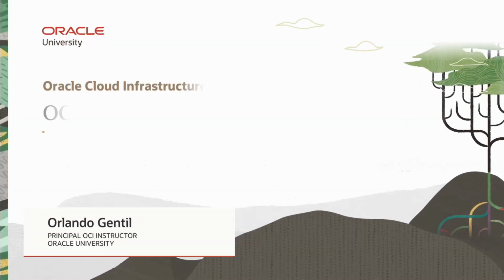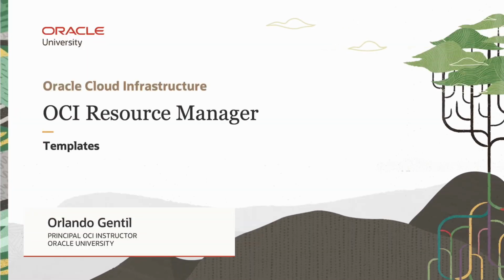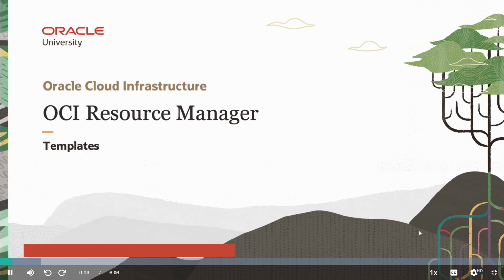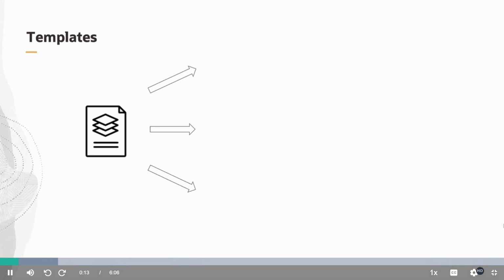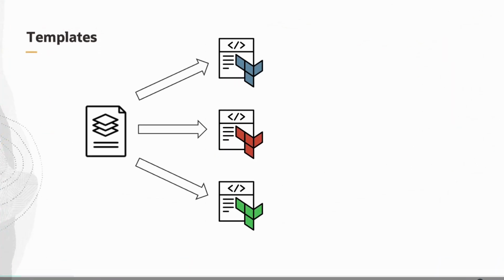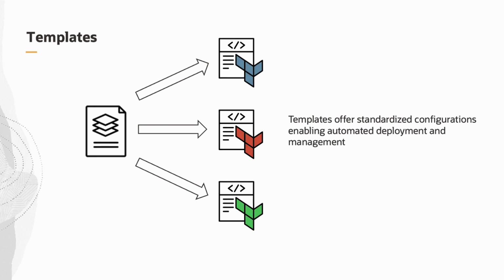Hello and welcome. In this module, we will explore Resource Manager templates. In OCI Resource Manager, templates provide standardized configurations that simplify and automate the deployment and management of your cloud resources. Templates allow you to define common infrastructure patterns and reuse them across different environments. This enables you to ensure consistency and efficiency in your deployments.